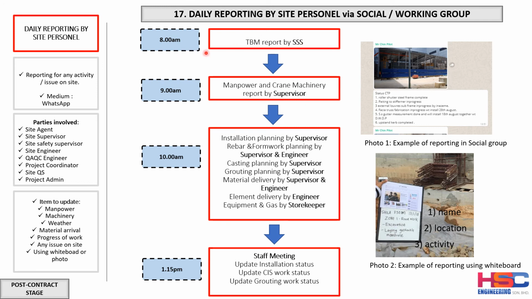This is the daily reporting that we have put here by hours. Okay, first in the morning, 8 a.m., the triple S, or the site safety supervisor, can report the TBM. Give a photo, this is an example. Put a photo and report about the TBM: where are the people, how many people are working? And then at 9 a.m., the manpower and crane machinery report by the supervisor. The morning TBM is by the site supervisor.